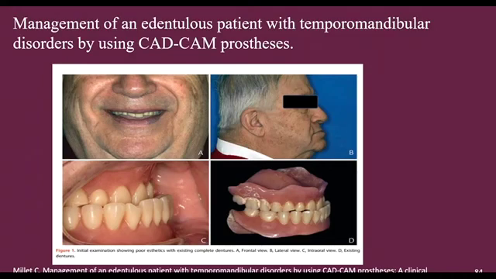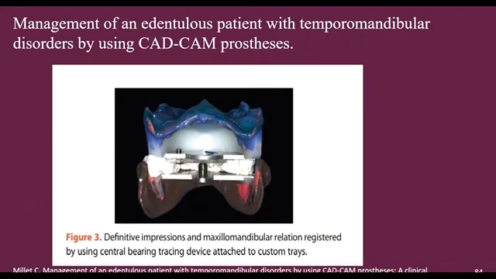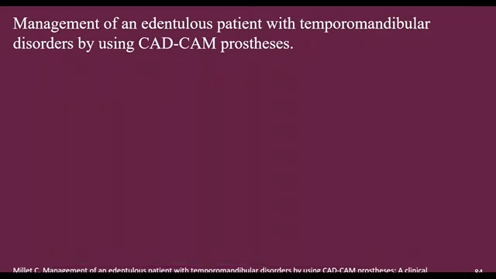On examination, habitual non-functional parafunction was noted. Tenderness on palpation of the lateral pterygoid was also present, and crepitus sounds were heard. Guiding the jaw into centric relation was also difficult. Here, definitive impressions and maxillomandibular relation were registered by using the central bearing device attached to the custom tray. This is the intraoral tracer shown in the picture.